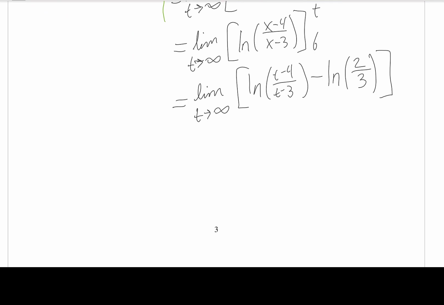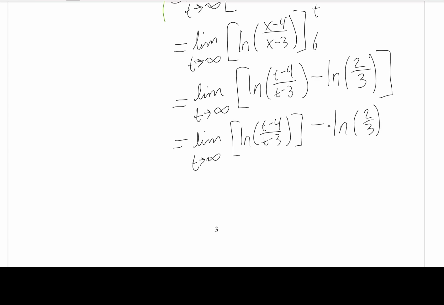Now, this second term doesn't have a t in it. It's not getting affected. So all I'm really trying to calculate is the limit as t goes to infinity of ln of t minus 4 over t minus 3, minus ln 2/3. So the point here is that I can move this limit inside my natural log, because the natural log is going to be a continuous function over our interval. Right, as we're going to infinity, it's continuous, so we're good.